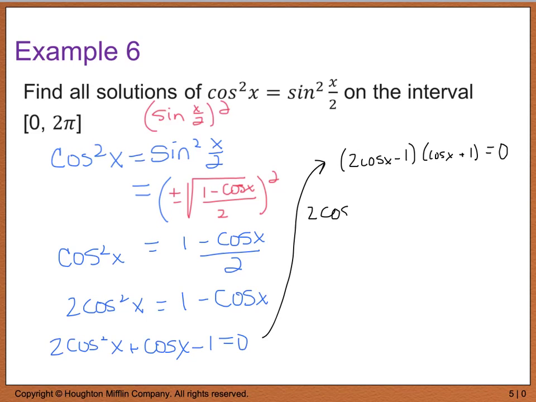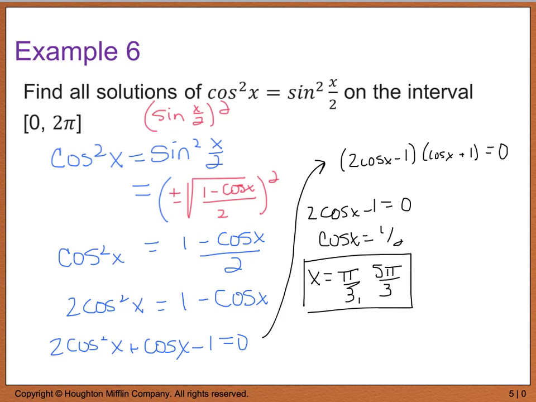So now I have 2 cosine x minus 1 equals 0, which means cosine x equals 1/2. I'm on the interval from 0 to 2 pi, so x then is going to equal pi over 3 and 5 pi over 3. So here's one solution set. Then I have cosine x equals negative 1. Well, this just occurs when x equals pi. So these are my 3 solutions.